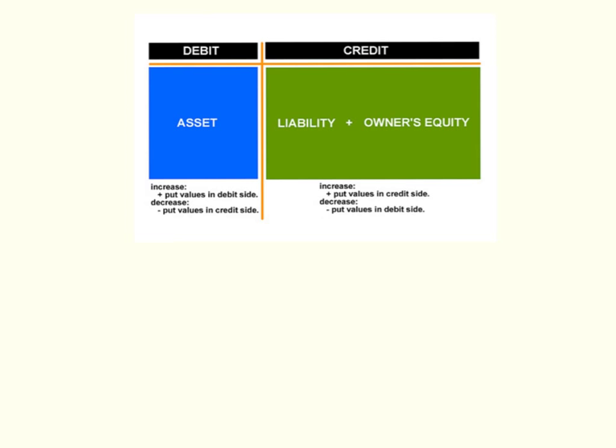Now let's turn over and look at the liability, and owner's equity, which is on the right side. Very good. So if you're looking at an accounts payable liability account, to increase that, because this is on the right side of the accounting equation, the increase is on the credit side. To decrease it would be on the debit side. Don't worry, we're going to practice.